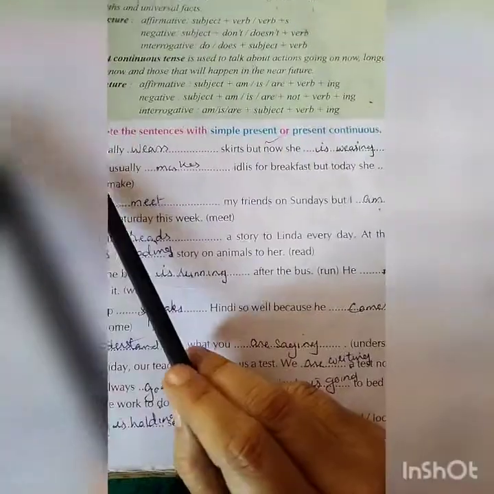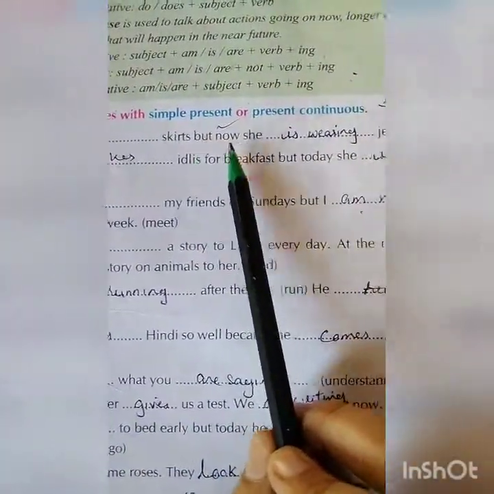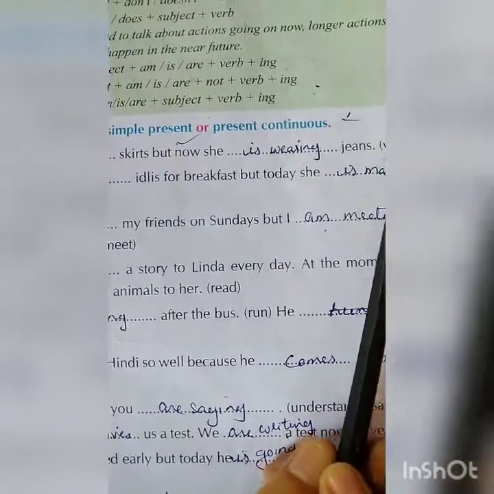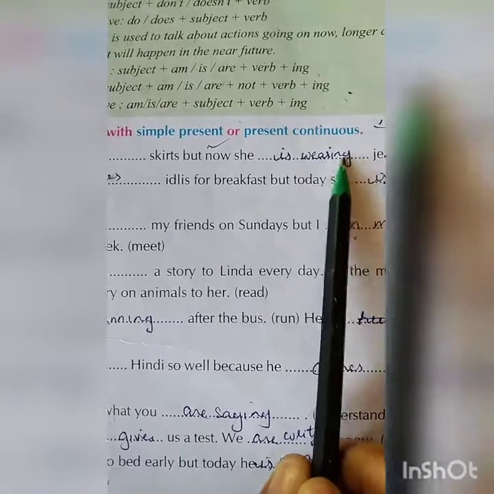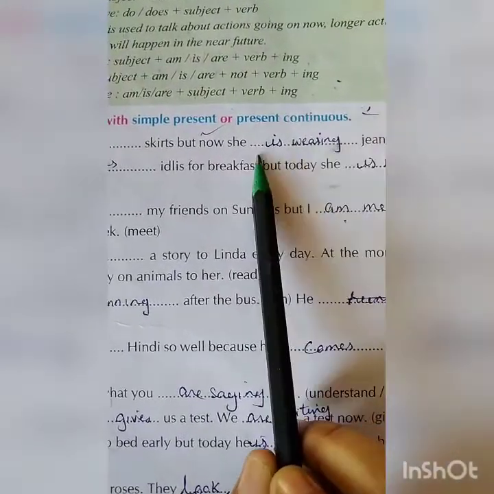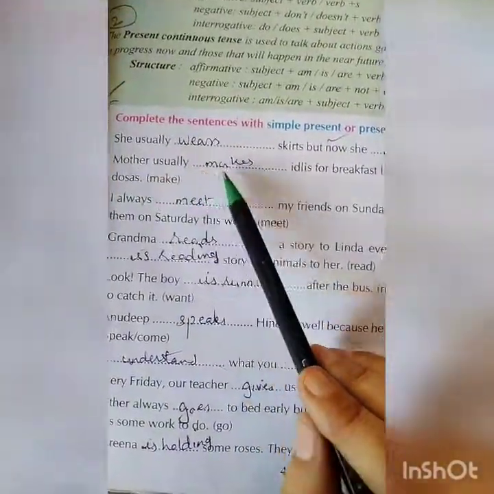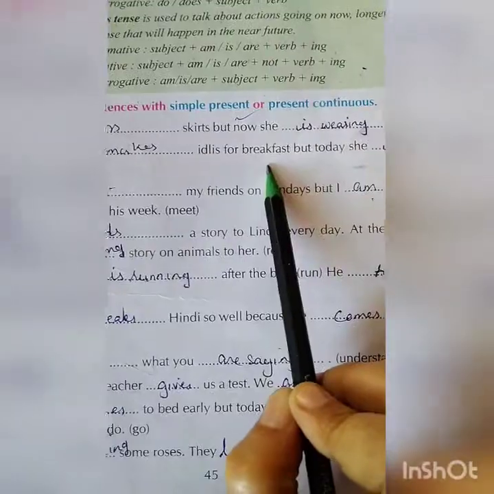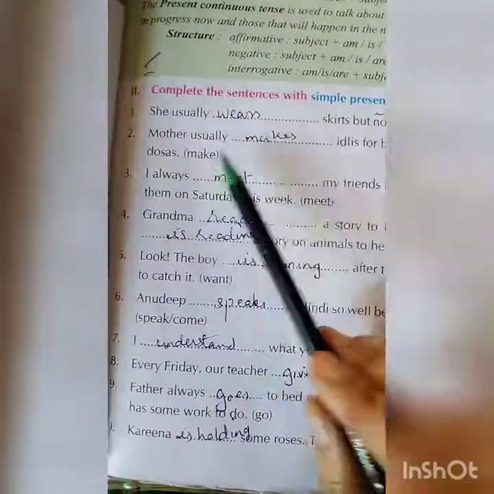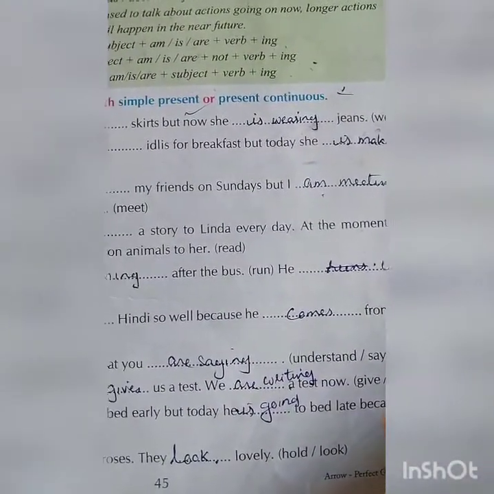For example, you can see over here, she usually wears skirts but now she is wearing jeans. Wear is the verb with its ing form. Wearing jeans, continuous tense. Mother usually makes idlis for breakfast, but today she is making dosas. Make is the verb plus its ing form. Present continuous tense.